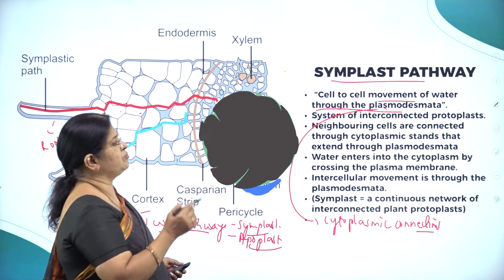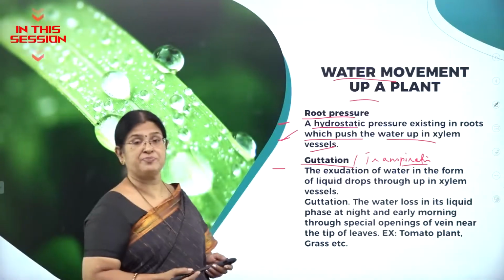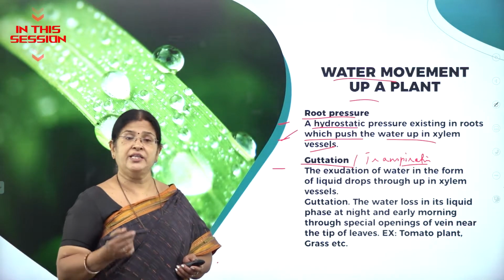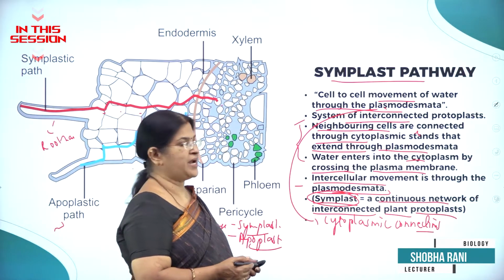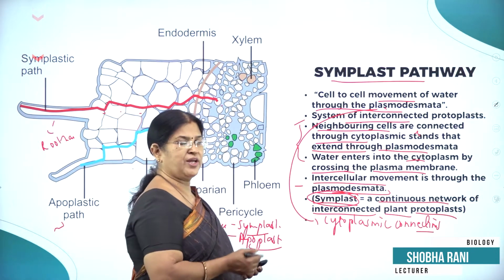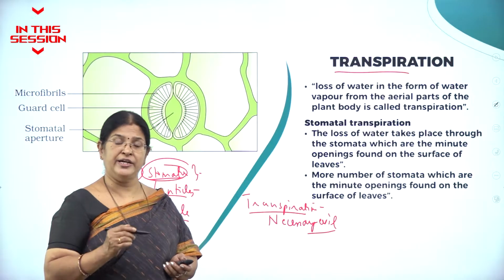So cell-to-cell movement of water through plasmodesmata is called symplast pathway. Transpiration is expulsion of water in the form of water vapor through structures called stomata. What are the two pathways for the transport in plants? One is called the apoplast pathway and the other one is called symplast pathway. Transpiration is directly proportional to the rate of temperature.